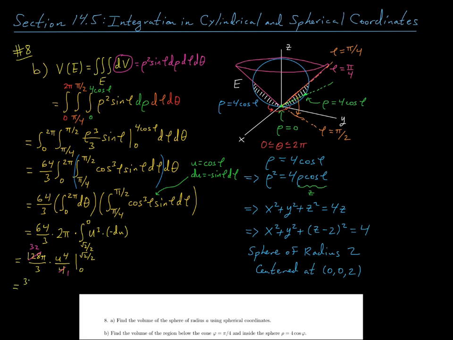So that's going to give us 32 pi over 3 times. So if I take root 2 and raise that to the 4th, that's going to give me a 4. And then 2 to the 4th is 16. So all in all, that's going to be a quarter. And so that simplifies to 8 pi over 3. And that is going to do it.